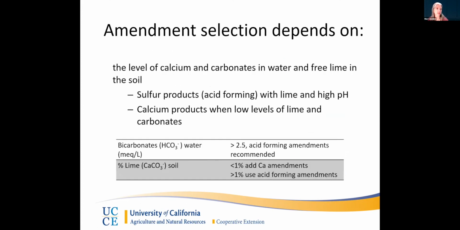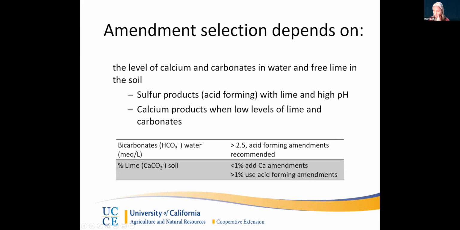Okay, so I mentioned amendment selection. The level of calcium and carbonates in water and free lime in the soil is really going to dictate if it's best to use sulfur products or acid forming products. So generally, if you have high levels of lime in your soil and high pH, you want to consider these. Calcium products are better when we have low levels of lime and carbonates.